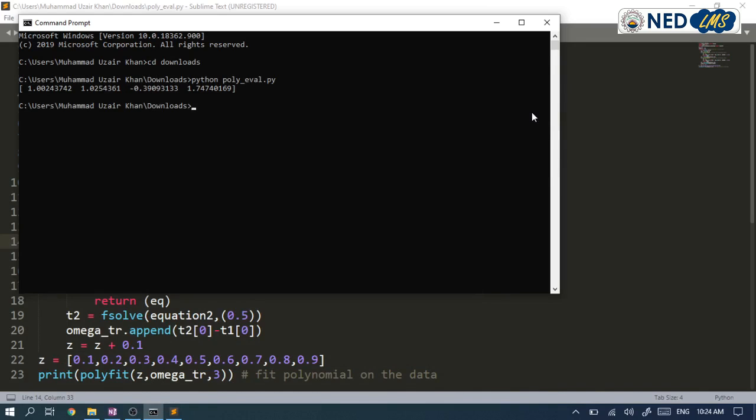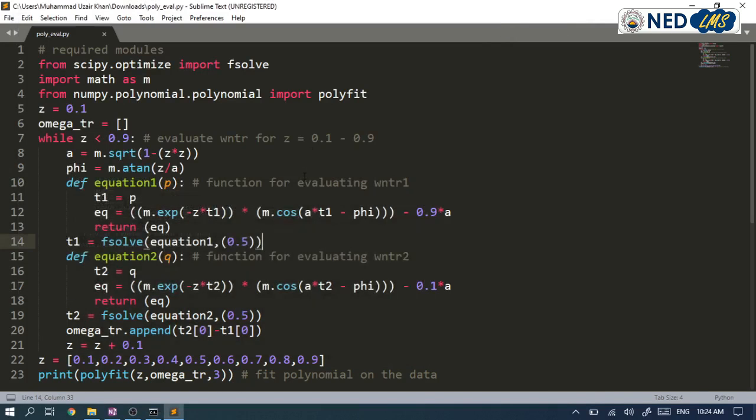So in this program we have followed the same procedure as we have discussed earlier. So these are the libraries, and then I initialize the value of zeta here, and then here I apply the while loop. So this is our first equation, and this is our second equation.